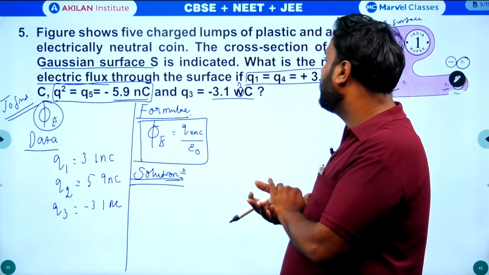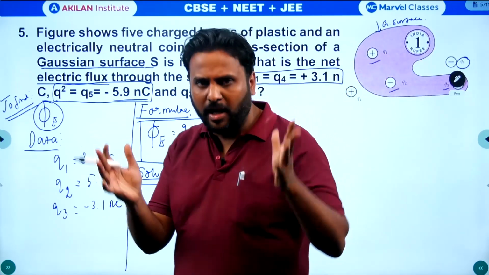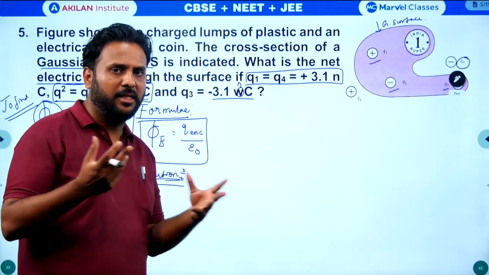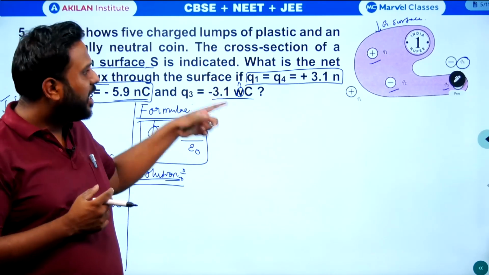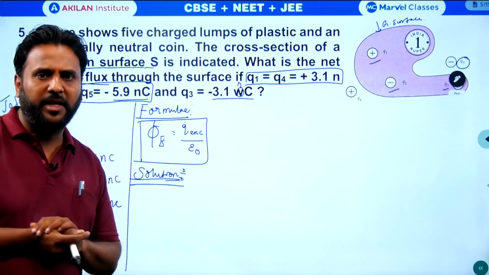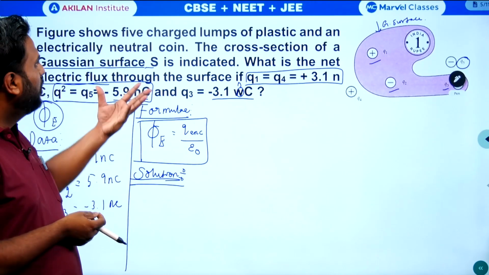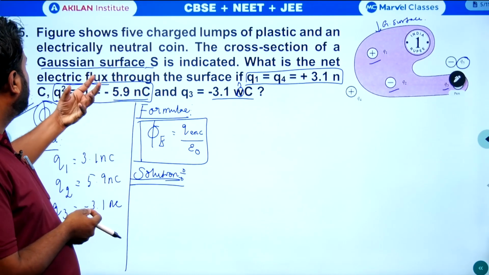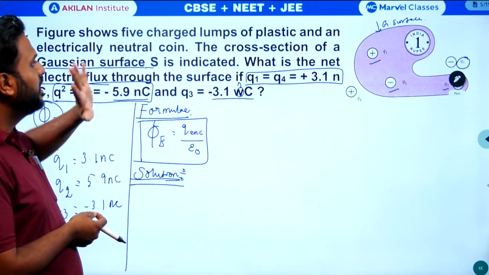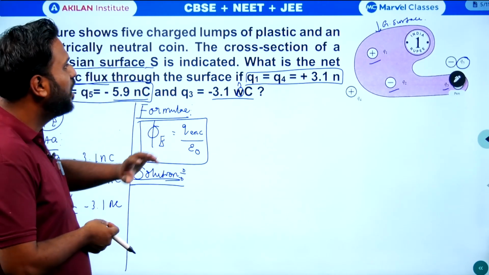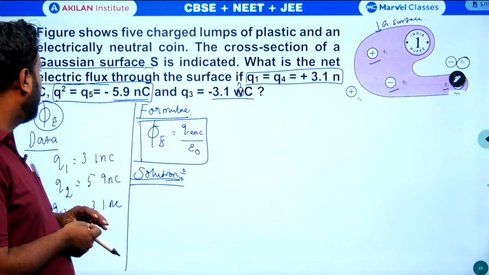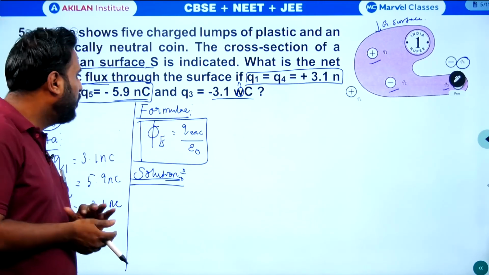The charges are located in a lump of plastic medium, a neutral coin, containing charges Q1, Q2, Q3, Q4 and Q5. What they are telling is that the cross section of the Gaussian surface is indicated. The net charge and the values of these charges q1, q2, q3 and so on are given very clearly, so we need to find the electric flux.